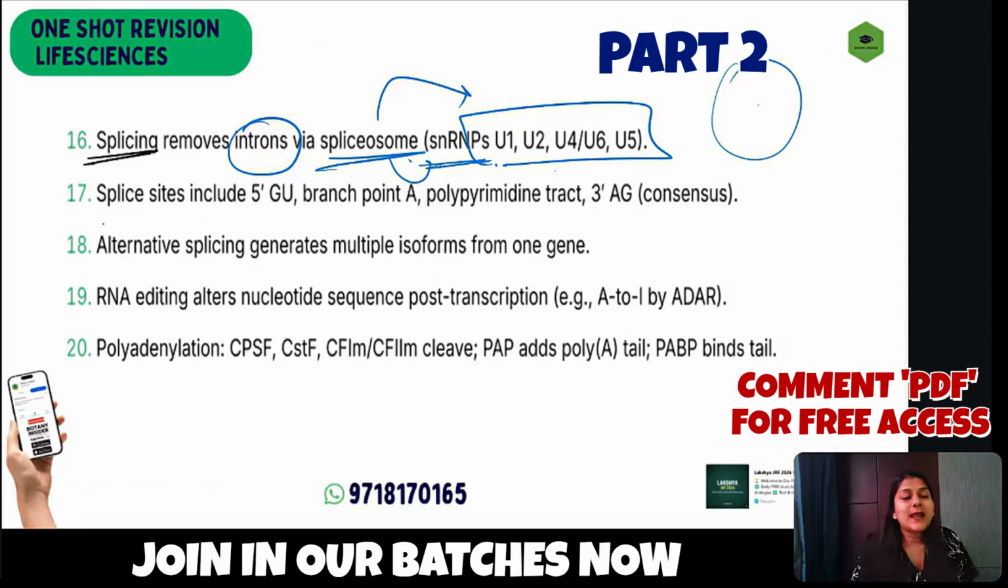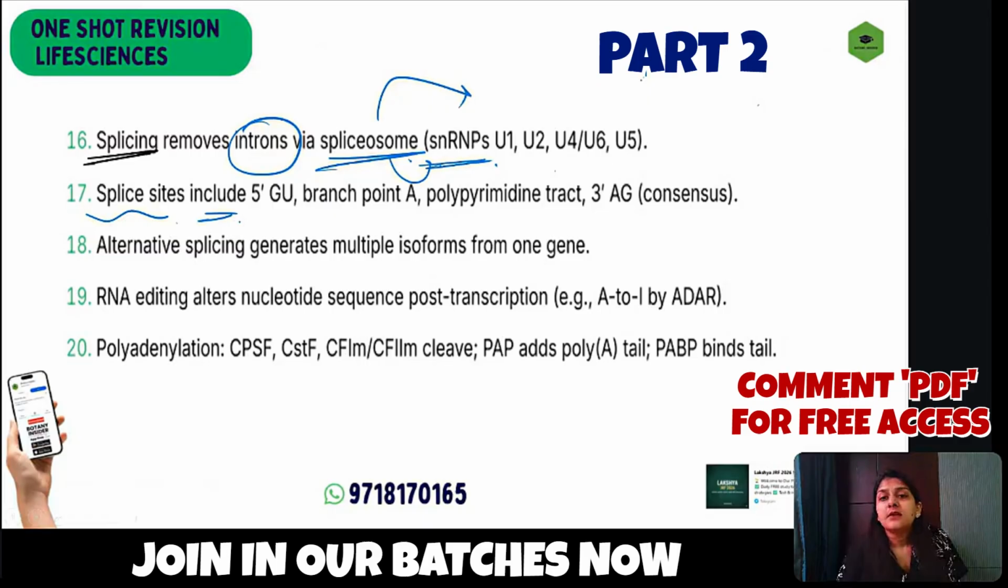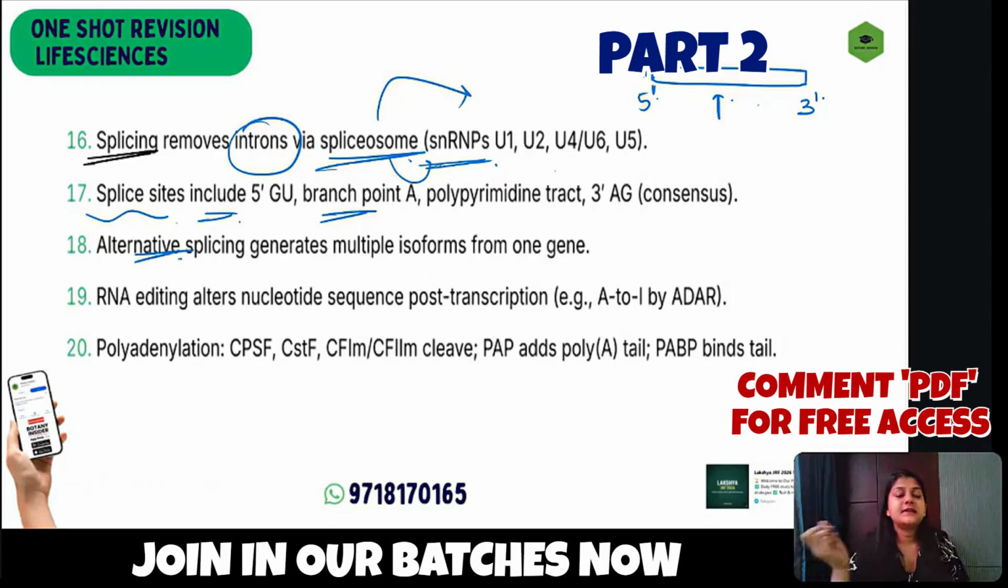Then splice sites include, if I talk about the structure of an intron, so let's say this is an intron. You'll have a 5' splice site, a 3' splice site, and a central portion. Not exactly central, but a branch point A is also there, right? Then we have something called alternative splicing. This question was asked in the examination recently. The functionality or the result of alternative splicing.